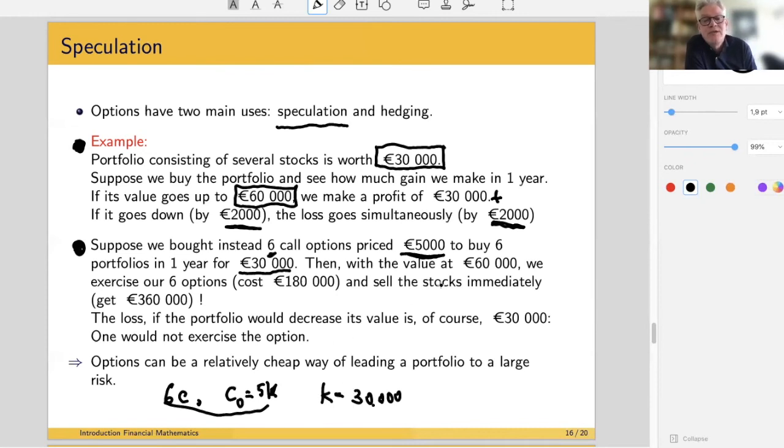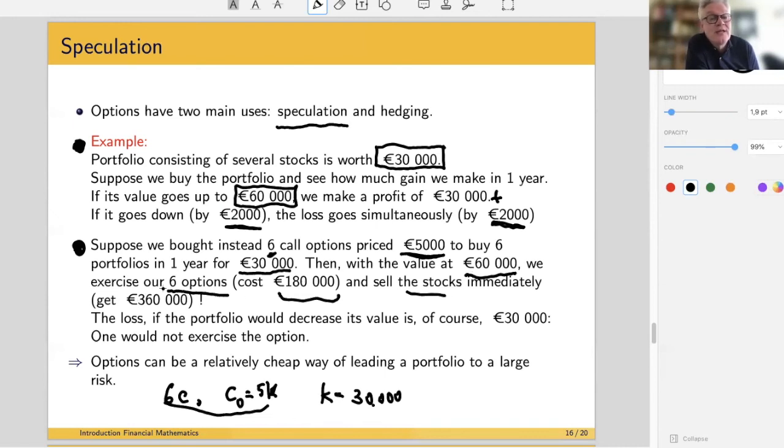Now again, suppose that the value of the stock portfolio S goes up to 60K. Then we exercise our 6 call options, which means we pay 6 times 30, 6 times K, 180,000 euros. We exercise, we pay, and then we get the stocks. We get 6 times 60K, and we sell these stocks immediately.